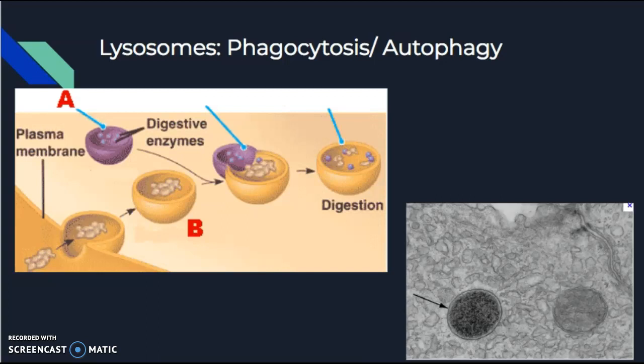So autophagy is the process of eating yourself, and they use their enzymes to recycle the cell's organic material. And the picture to the right you can see was taken in a microscope, and where the arrow is pointing, that is a lysosome.